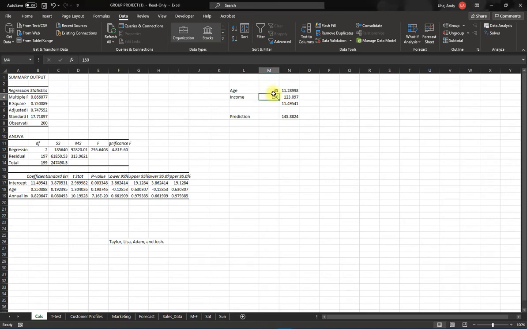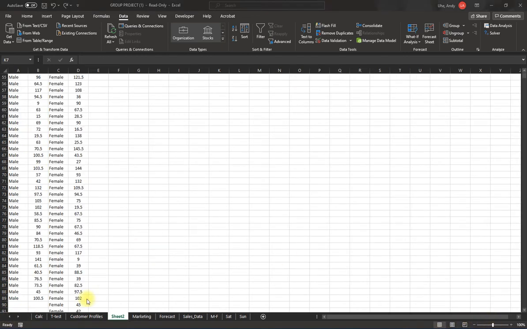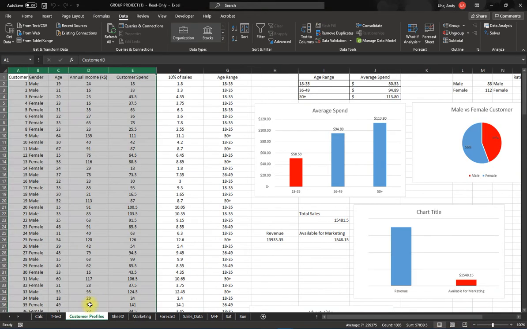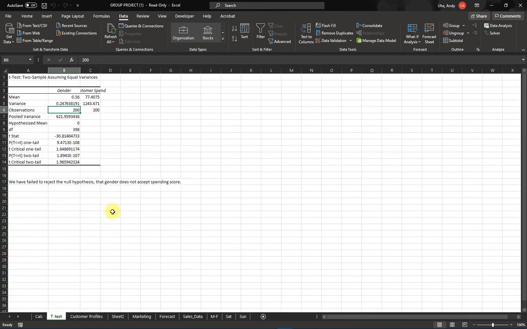So I'm playing with your calculator. You had it at zeros, but to do a 45-year-old with 150 income, we're looking at 146 for customer score. So yeah, 145.88. You got it. You nailed it. So this calculator looks golden. The only thing I had one thing that I'd ding you for was with the t-test.